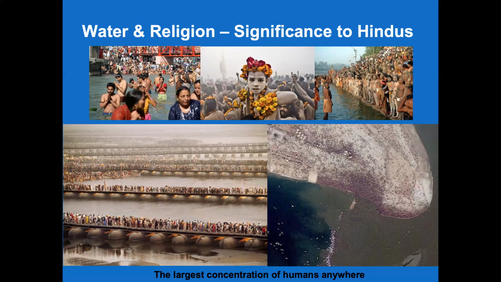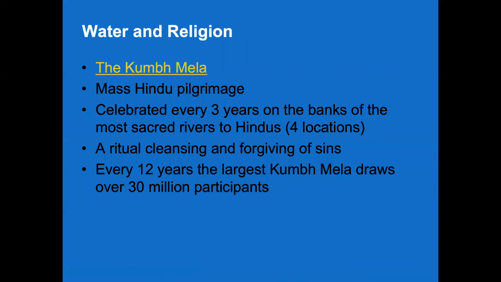Modern religion, so significance to Hindus. This is the Kumbh Mela, which is the largest concentration of humans anywhere on Earth at one time. Okay. There's a great video that will be linked on your class page. Again, it's a mass Hindu pilgrimage celebrated every 3 years or so at 4 different locations. Every 12 years, there is a really, really large Kumbh Mela where over 30 million people visit.